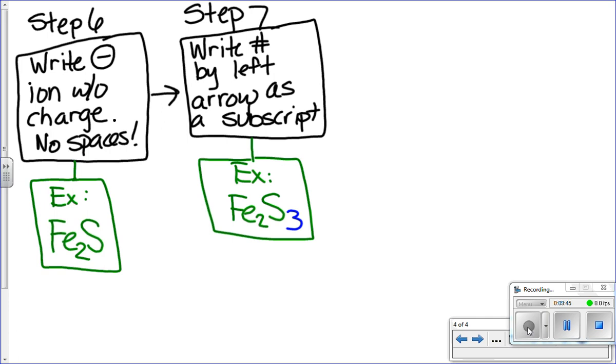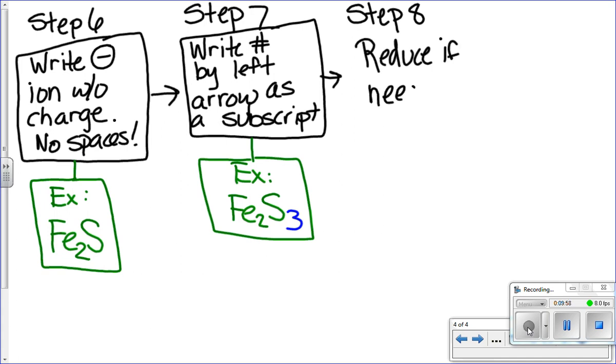And then, sorry, I think I lied to you. I think I said there were 7, it's actually 8, but this 8th one you don't do every time. The last step is to reduce if needed. So if instead of Fe2S3, this was like Fe2S4, we could reduce.